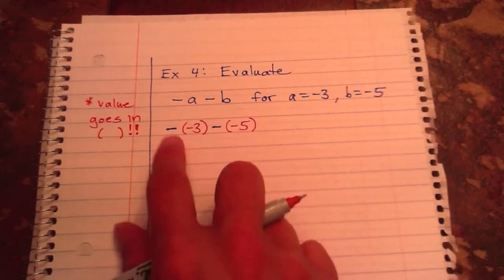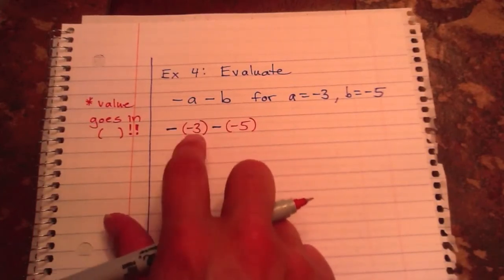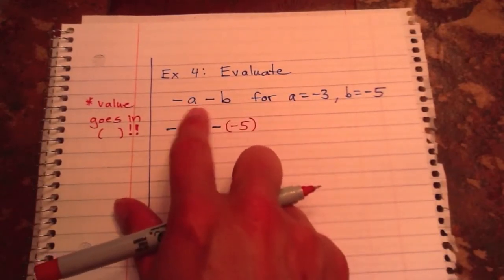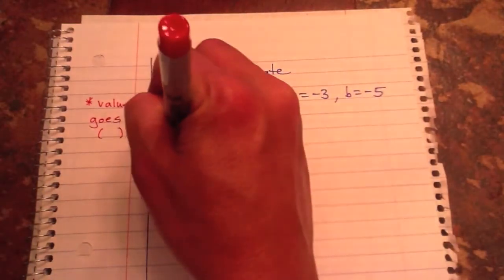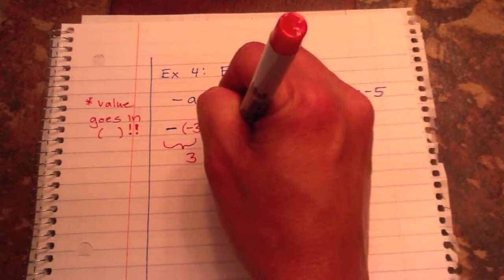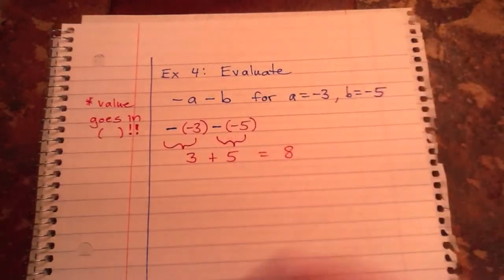Because if you notice already, most of you probably noticed, negative negative here actually ends up becoming positive. If you forgot to plug that second negative in, you'd have a negative here. So now you simplify this and you get a positive 3. You simplify this double negative and you get positive 5, and you end up with 8.